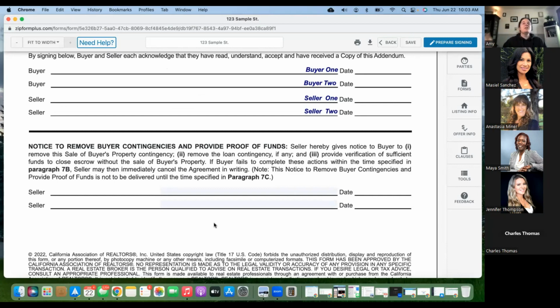Keep in mind, the sellers also need to provide a copy of that backup offer to the buyers, proof that they have a backup offer. They can't just cancel and put it back on the market.